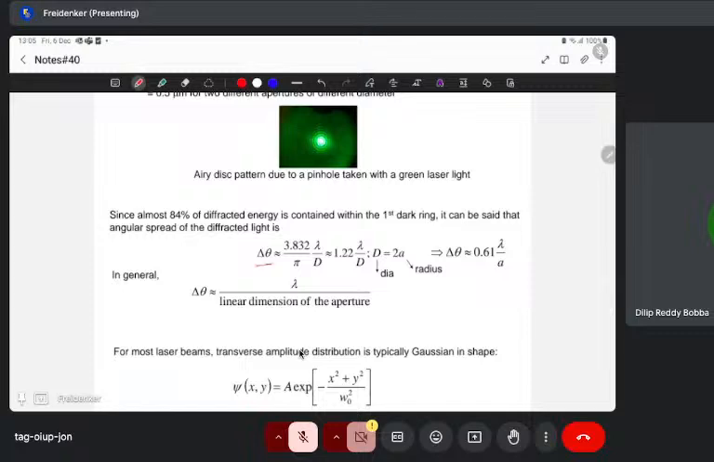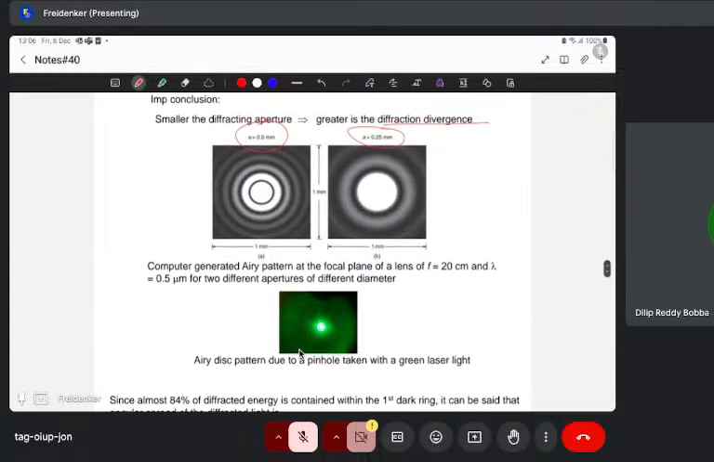Okay, they're defining something called angular spread of diffracted light. So this is there. If A decreases, then angular spread increases. Yes, kind of. If A decreases, if the aperture size decreases, then this will increase, I think.